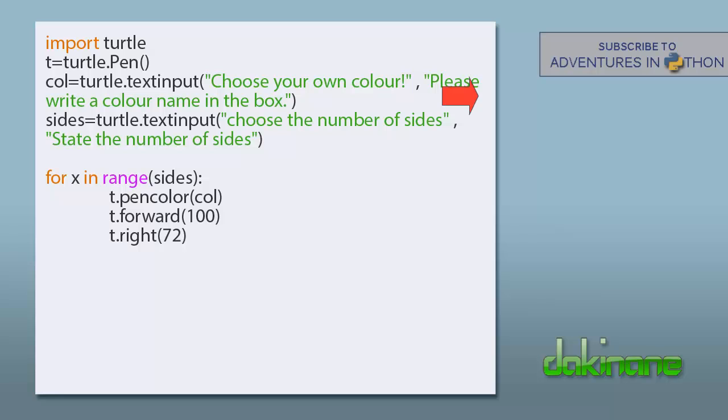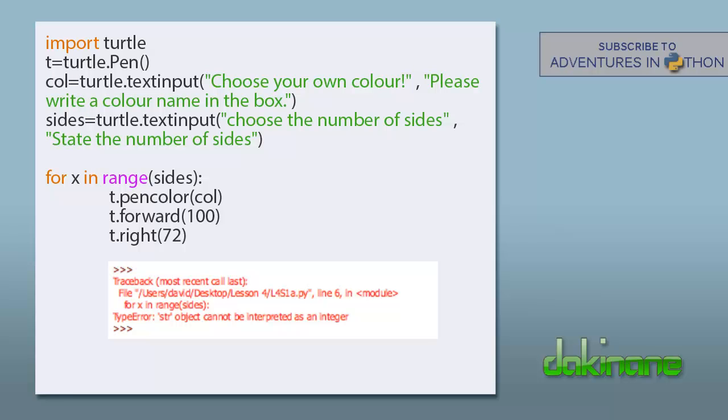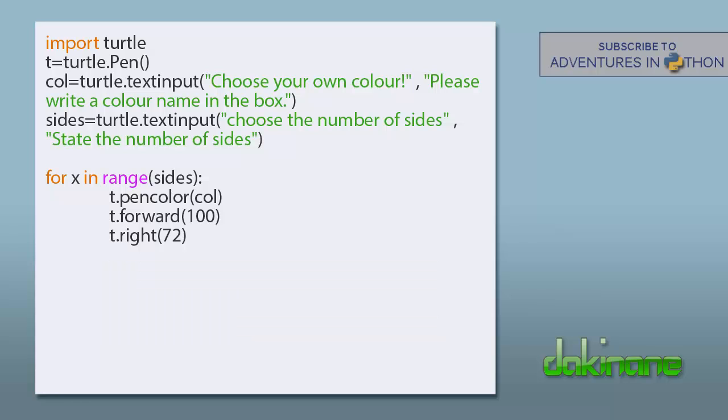So I simplified my code as you can see here. I decided to just focus on two user inputs, the colour and the number of sides of the shape. When I ran my code, I got the following error message: string object cannot be interpreted as an integer. That told me that my colour argument had worked, but that my sides argument had failed. It also taught me that I'd made assumptions about how the text input argument works.